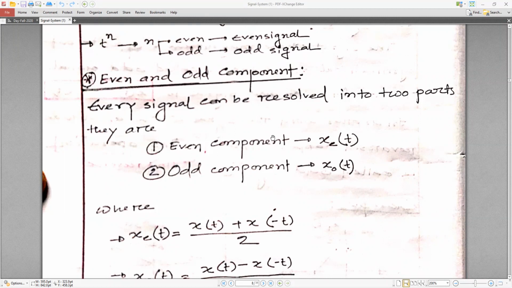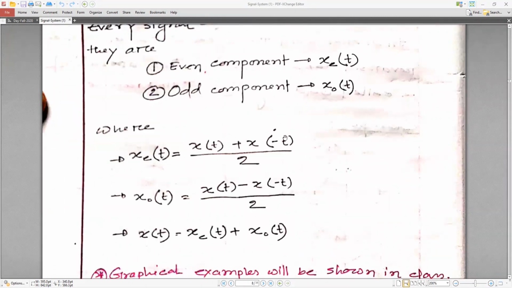Okay, so try to just look at the equation here. What is the equation? The even component is x_e(t), the odd component is x_o(t). The even component is x_e(t) equal to x(t) plus x(minus t) divided by 2. The odd component x_o(t) is equal to x(t) minus x(minus t) divided by 2.